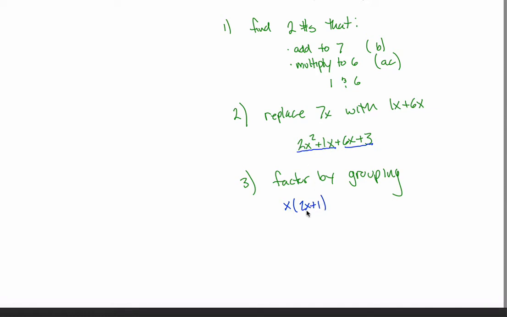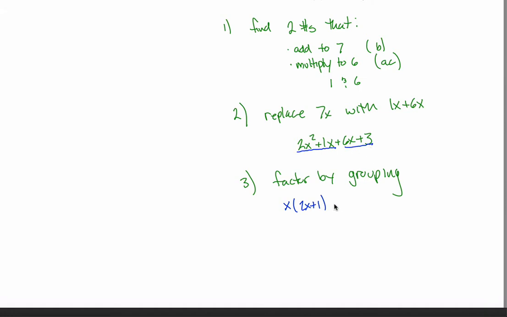This 2x plus 1 becomes what I refer to as the target. So what you want to do now is factor something out of your second group so that you're left with this same target over here. And it'll always work out. If you chose these numbers correctly, there'll always be something that you can factor out of your second group to recover this target.